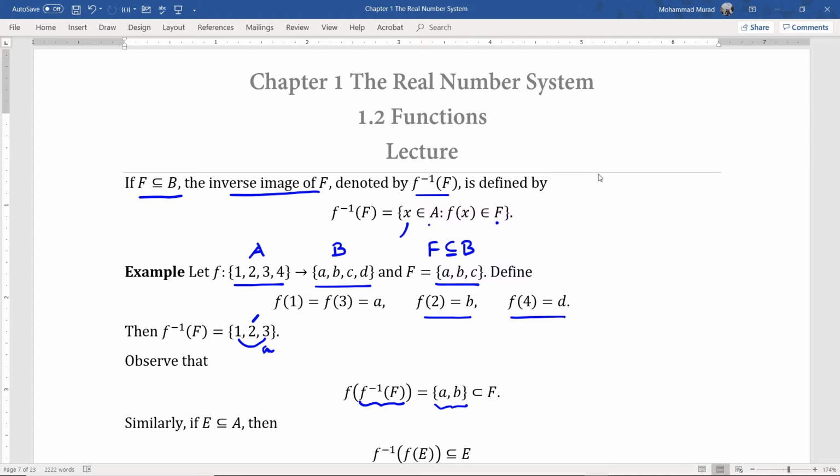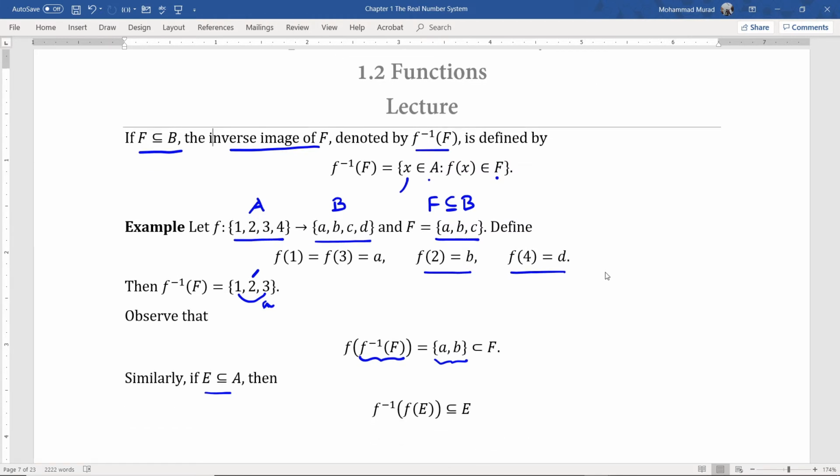Similarly, if E is some subset of A, then the inverse image of the set f of E contains E, so E is a subset of it. The equality need not hold.